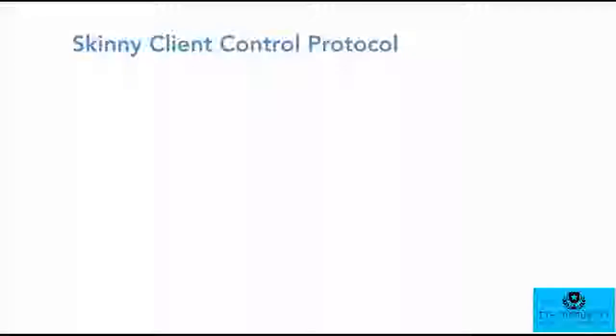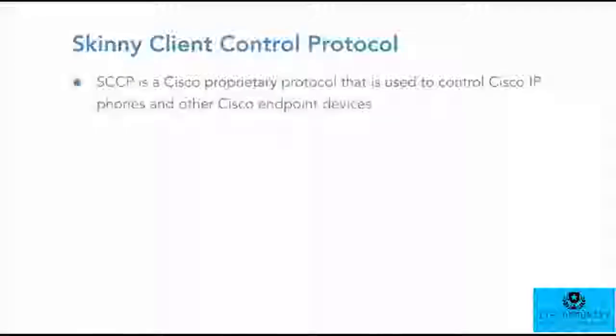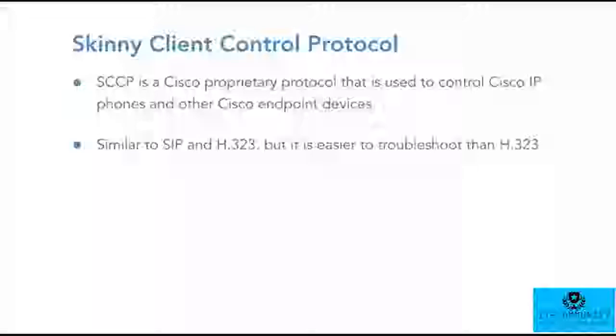Skinny Client Control Protocol is a Cisco proprietary protocol, and it's used to control Cisco IP phones and other Cisco endpoint devices. Skinny is similar to Session Initiation Protocol and H.323, but many feel it's easier to troubleshoot than H.323. We'll see that Skinny starts out and uses port 2000, and then the connection then moves to RTP. Now we're going to take this into Wireshark.